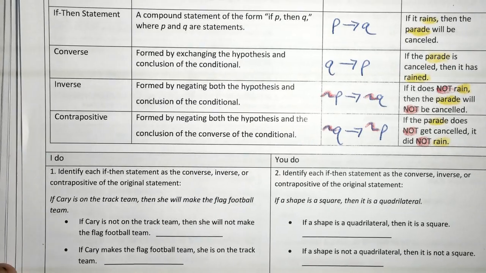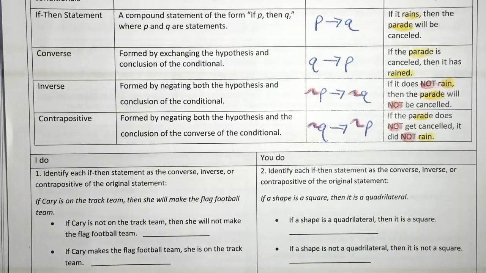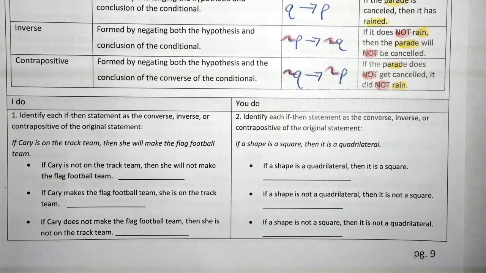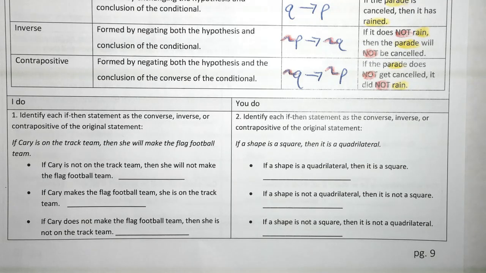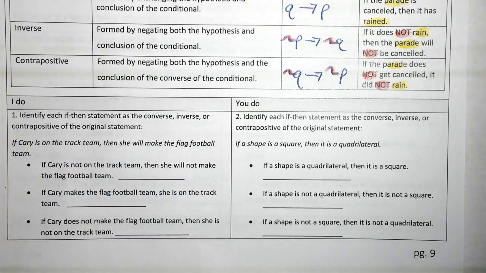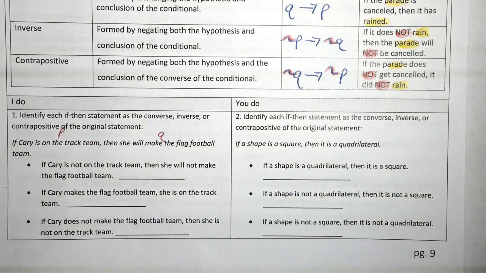Okay, let's see here how well we can see. Just a little bit further. There we go. Okay. Number 1. Identify each if-then statement as a converse, inverse, or contrapositive of the original statement. So our original statement is if Carrie is on the track team, then she will make the flag football team. So this is our P, this is our Q.